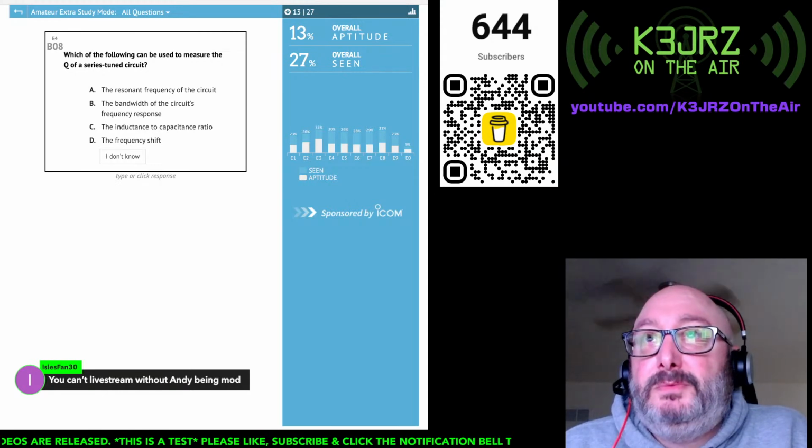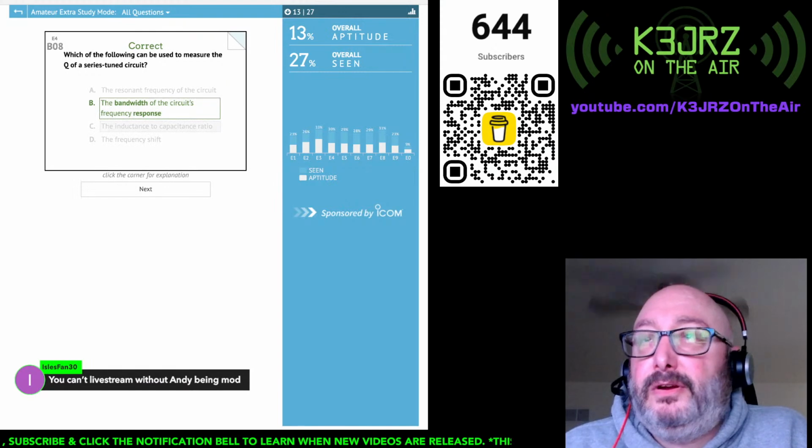Which of the following can be used to measure the Q of the series tuned circuit? Bandwidth of the current frequency response.